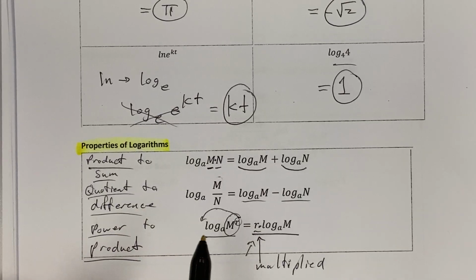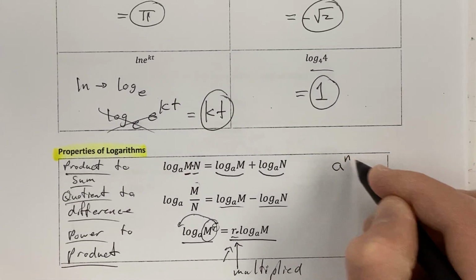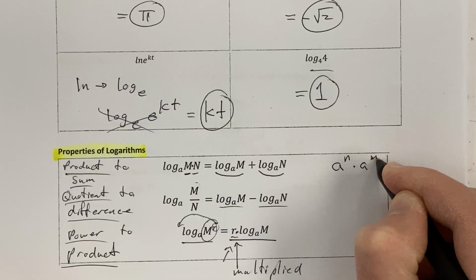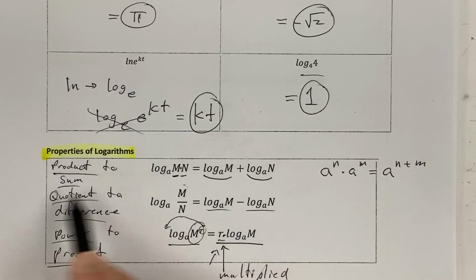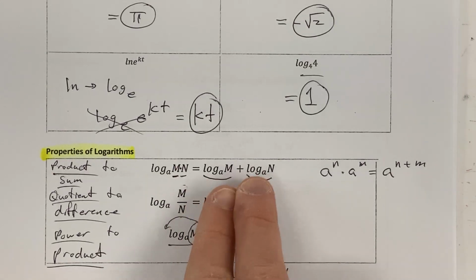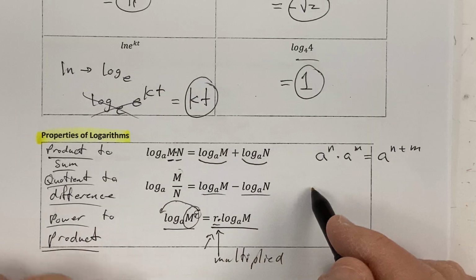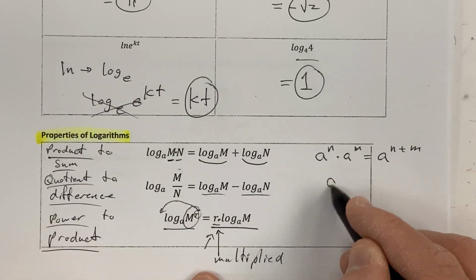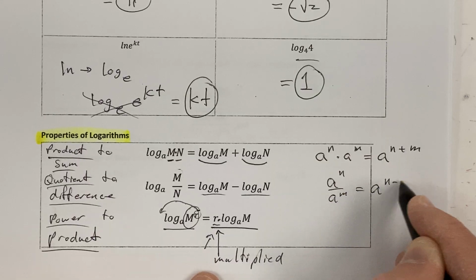But these 3 rules, the product to sum, the quotient to difference, and the power to a product, if you check, they all have analogs in the power rules. You may recall that a to the power of n times a to the power of m is a to the n plus m. This is just a derivation of that because remember, log gives you powers. So does it make sense that the sum of powers equals a product or the product equals a sum? Same with the division, right? You may recall that a to the n over a to the m equals a to the n minus m.